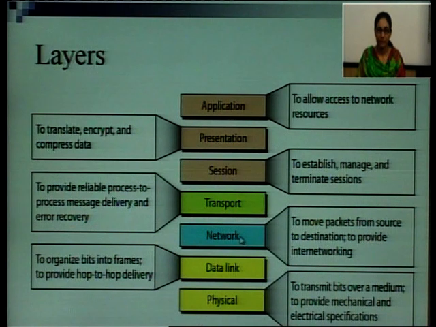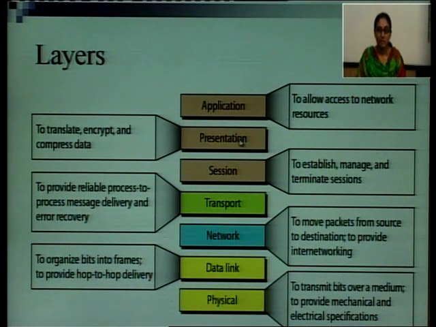Next is the network layer. In the network layer, we have to be concerned about packets. We have to route the packets from source to destination, so it is basically there to provide internetworking. The next layer is the transport layer. The transport layer is basically used for reliable process to process message delivery and error recovery. Process to process means we are concerned about a particular process running on one machine communicating with a particular process running on another machine. The next layer is the session layer. It is used to establish, manage and terminate sessions.